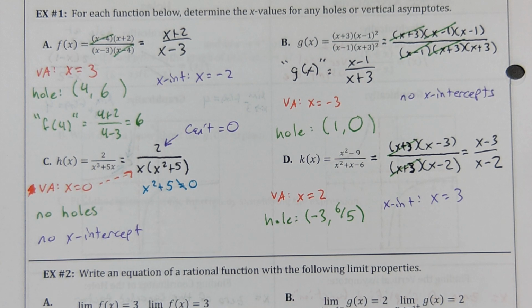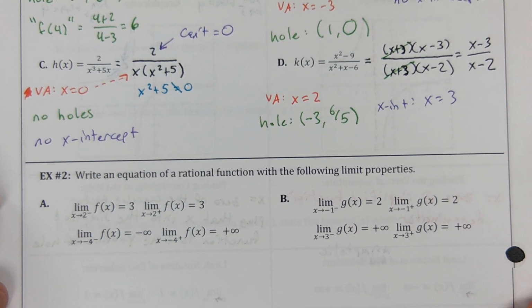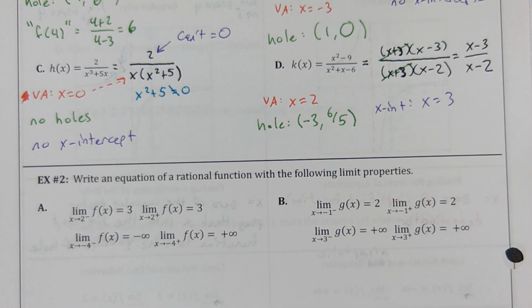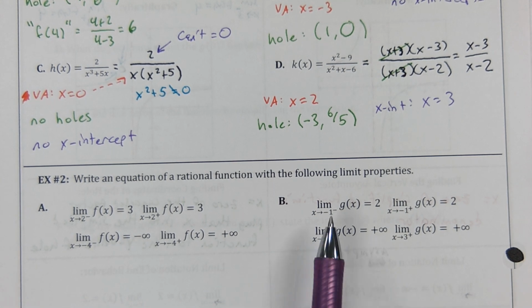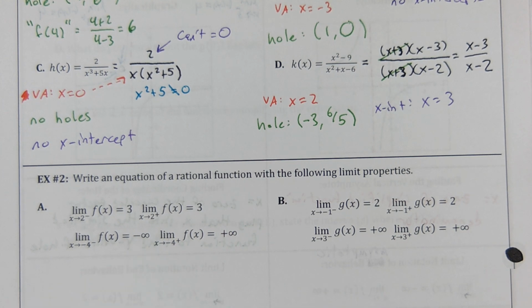All right. The next skill is going to be figuring out the equation of a rational function just by looking at limit notations and what those limit notations tell us. I'm only going to do part A. We'll do part B tomorrow. We're just going to get through this one. So let's check it out.